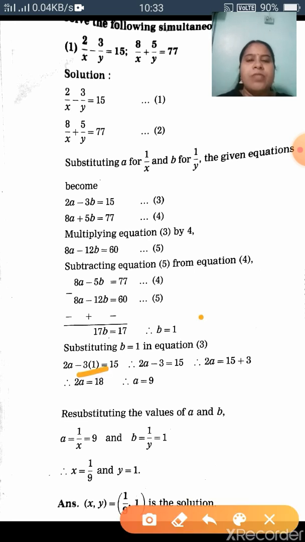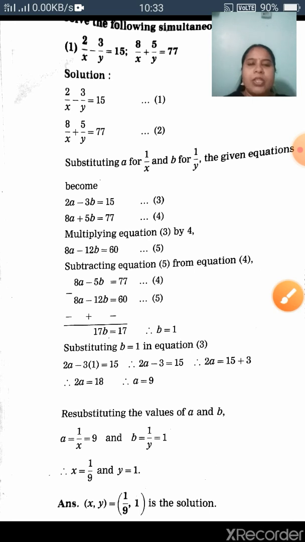From where did we get this one? From here, that b is equal to 1. 3 into 1, is equal to 15. So 2a minus 3 is equal to 15. Therefore 2a will be equal to, shift this minus 3 to this side, it will become plus 3.